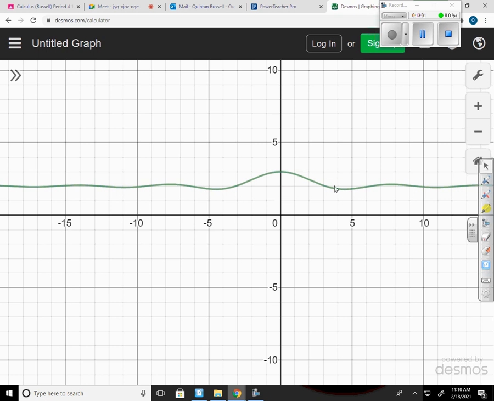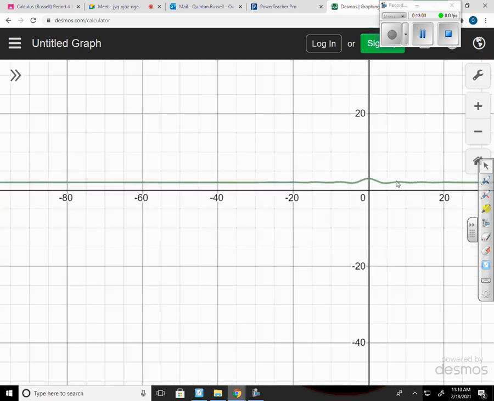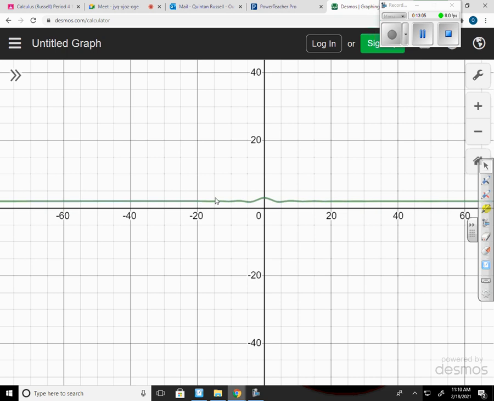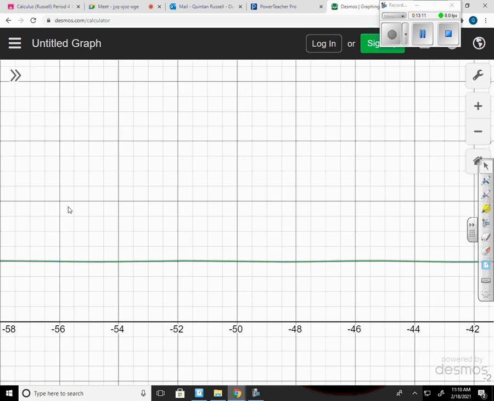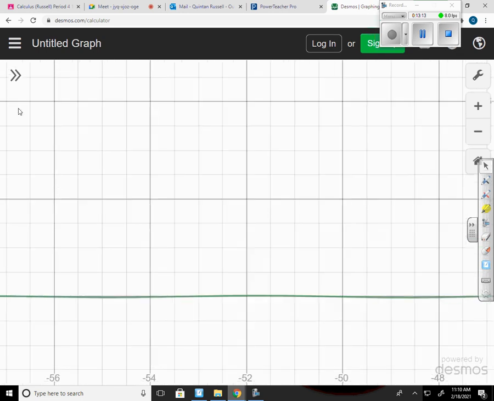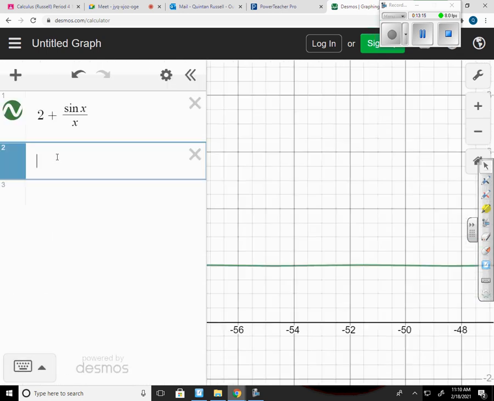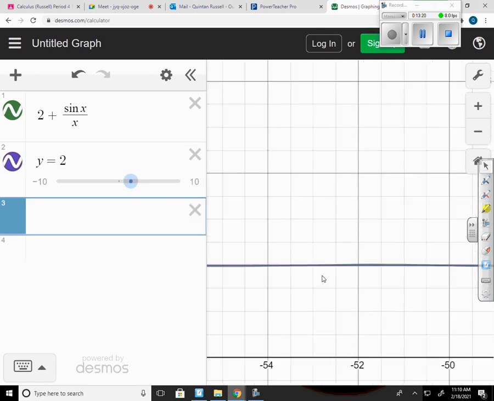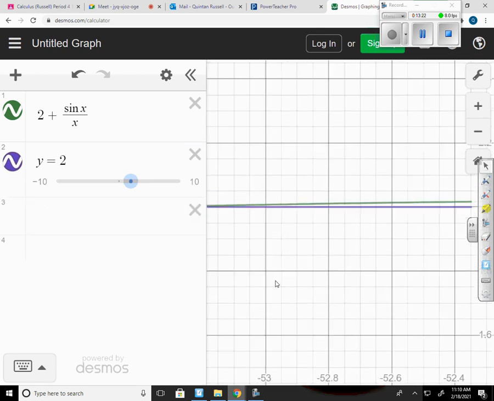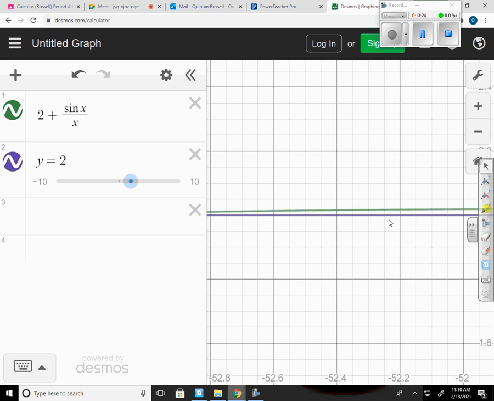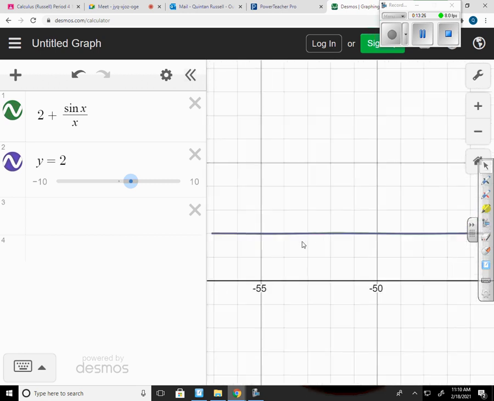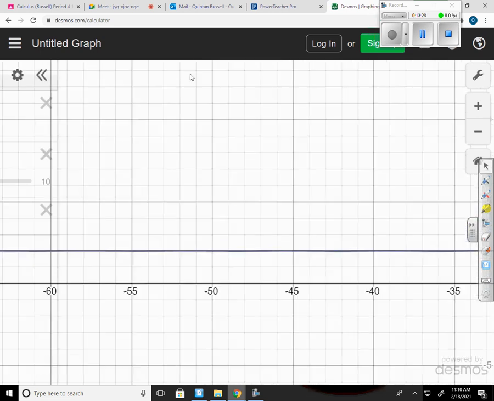But you see my waves really start to flatten out. And again, I can see little ripples here, but eventually it just flattens out to a straight line. So it is going above and below 2, but it's happening at such a small amount that it's actually converging to that point. See what I mean? So that horizontal asymptote still exists.